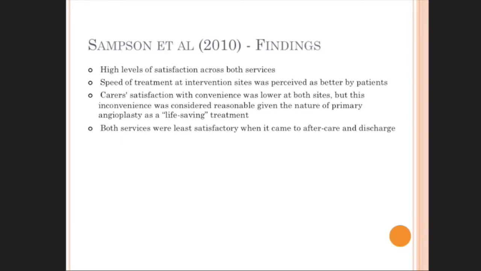And then they asked them, well, what's going on here, to try and figure out what those differences in the surveys meant. I won't go into the findings, but the 2 key things were that there were high levels of satisfaction across both services, but the qualitative interviews really helped them get to what that satisfaction might mean in terms of the feasibility of a service. So one of their key findings was the carer satisfaction. Carers seem to have a lower satisfaction in general with both types of intervention, but the inconvenience that carers said they felt when they were going to these sites was considered reasonable given the nature of the treatment. So actually they decided in the end that the primary angioplasty service would be reasonable.